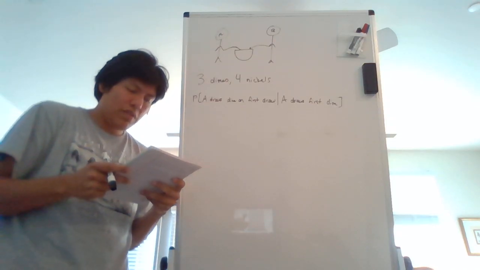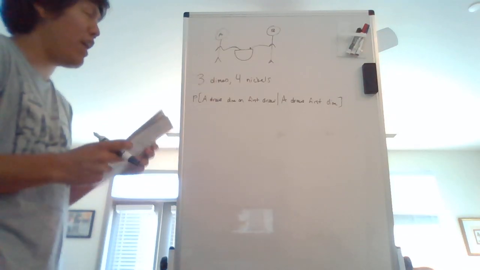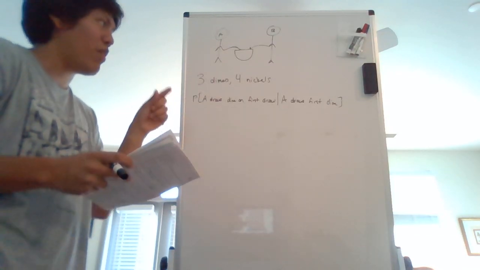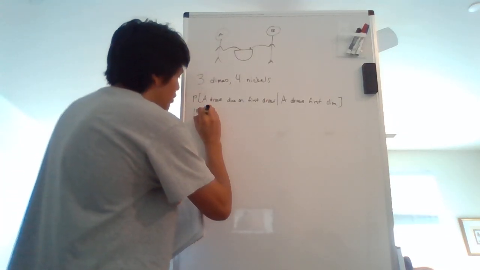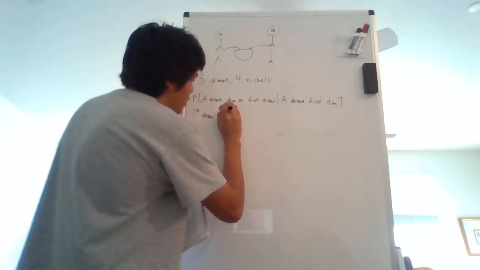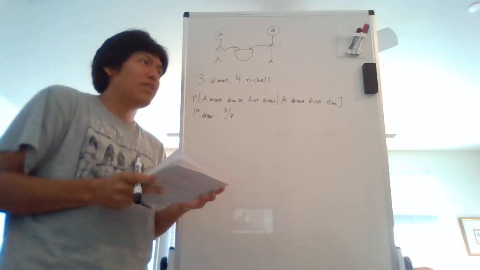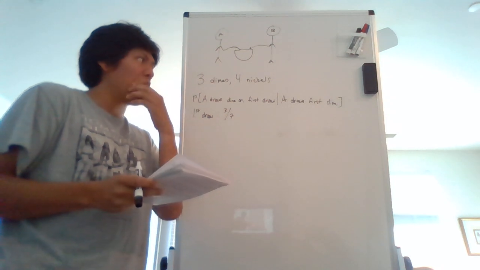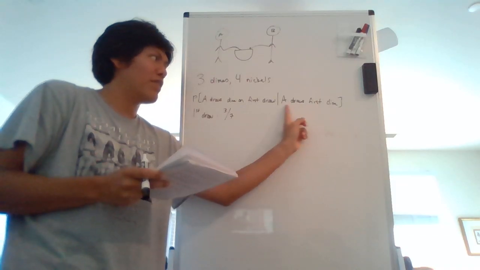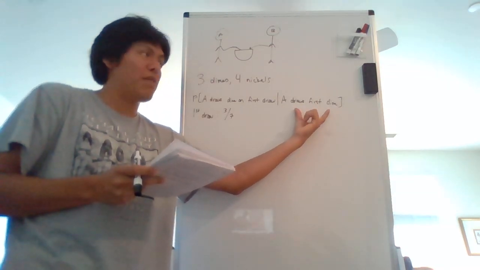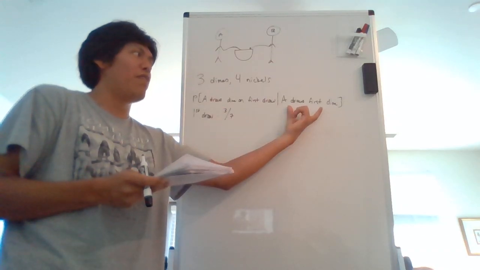Okay, now I'll start writing down some probabilities. The probability that A draws the first dime on the first draw is 3/7. Now, in order to find this probability, what we need to do is actually find this first. We're given that they drew the first dime, but I'm talking about the total probability of A drawing the first dime.